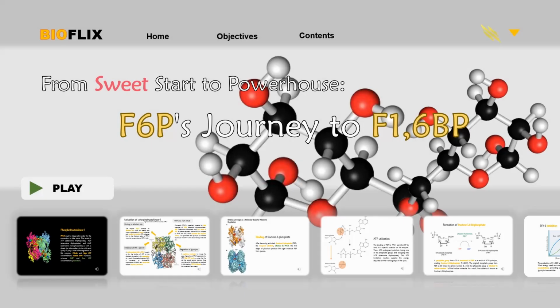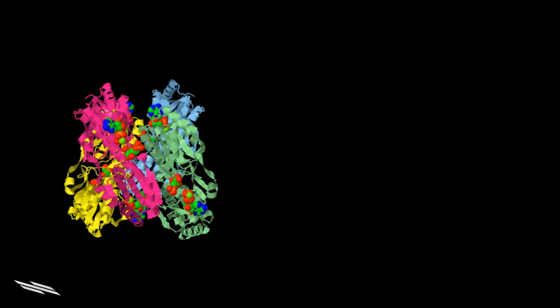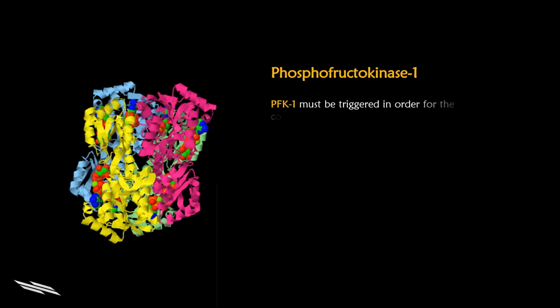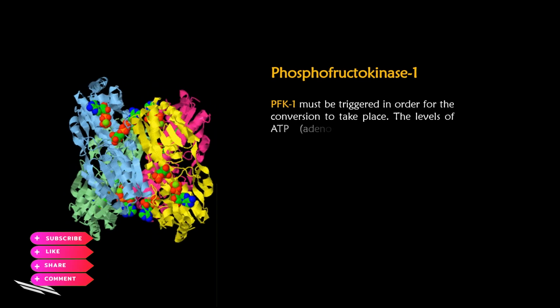The glycolysis pathway, the metabolic process that breaks down glucose to produce energy, requires the conversion of fructose 6-phosphate, F6P, into fructose 1,6-bisphosphate, F16BP. An enzyme known as phosphofructokinase 1, PFK1, is responsible for catalysing this reaction. PFK1 must be triggered in order for the conversion to take place.